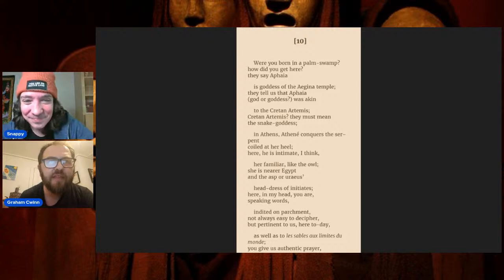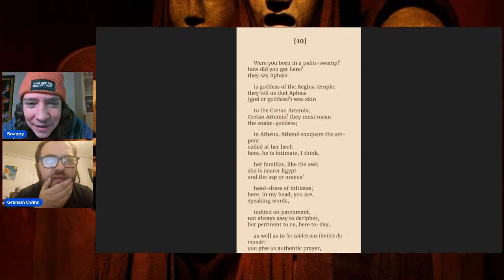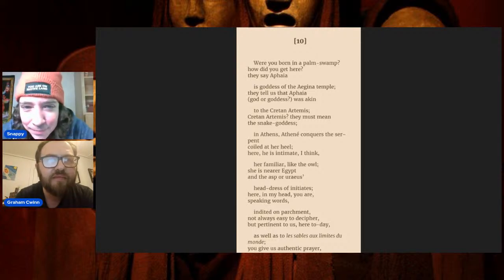Amazing. You were born in a palm swamp. How did you get here? They say Aphaia is the goddess of the Aegina temple. They tell us that Aphaia, god or goddess, was akin to the Cretan Artemis.